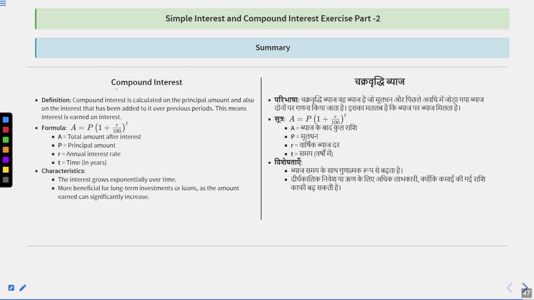Next, what is compound interest? The definition: compound interest is calculated on the principal amount and also on the interest that has been added over the previous periods. This means interest is earned on interest. So the formula of amount is P in brackets 1 plus R upon 100 to the power T. A represents the total amount after interest, P represents the principal amount, R represents the annual rate of interest, and T represents the time, in years. Now the characteristic is that interest grows exponentially over time, more beneficial for long-term investment or loans as the amount earned can significantly increase.